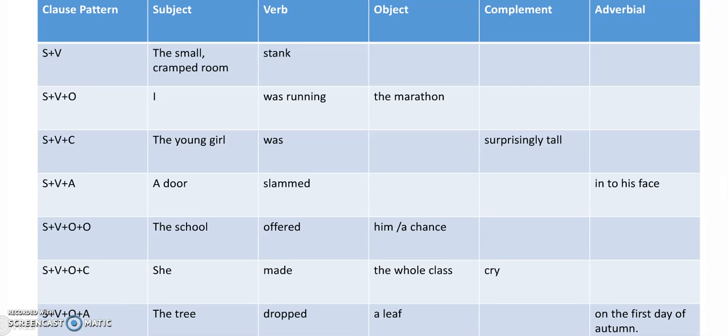I was running the marathon. Was running is a verb phrase this time. The object is the marathon. And in the next one I've missed out the object, because I don't want an object in this sentence, so I've just left that gap. And then the young girl was surprisingly tall. You can have a look at the rest of it yourself. There's no point in me talking it through.